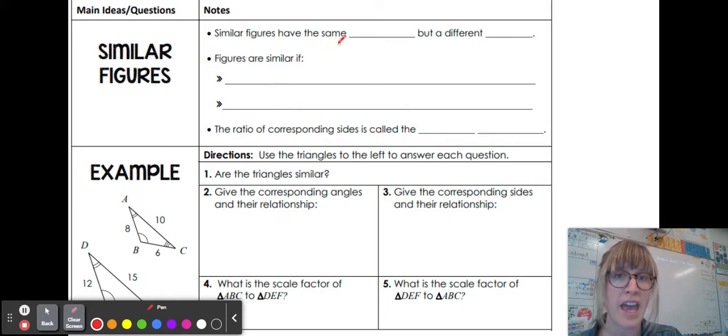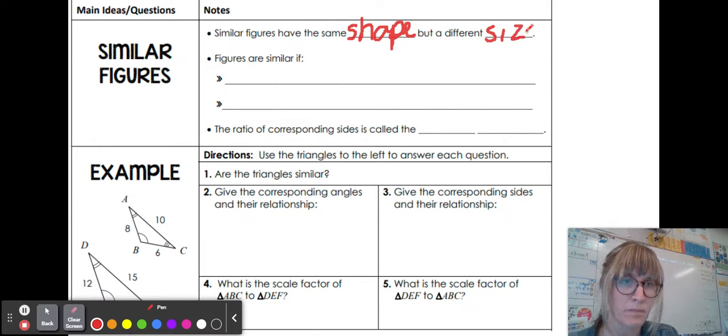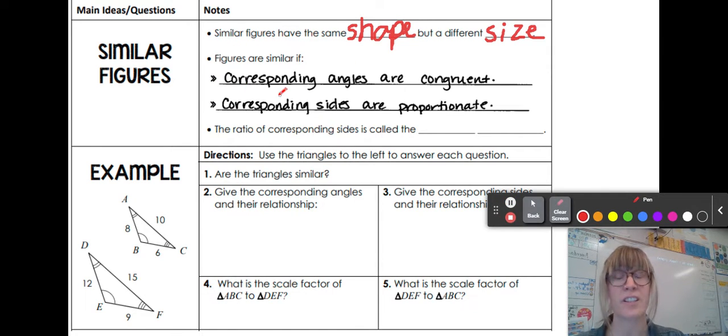So similar figures, we can say they have the same shape to them, but what's different about them, what makes them not exactly the same, but instead similar, is that they're a different size. So when we think about figures, we can know if they're similar if the corresponding, so there's a vocab term, angles are congruent and the corresponding sides are proportional.